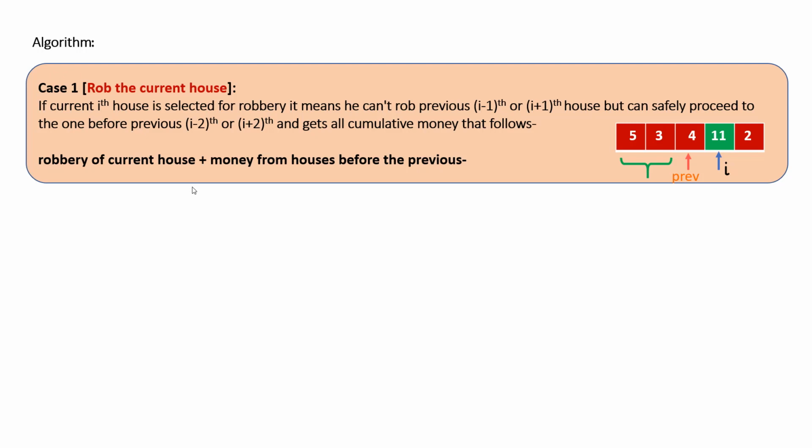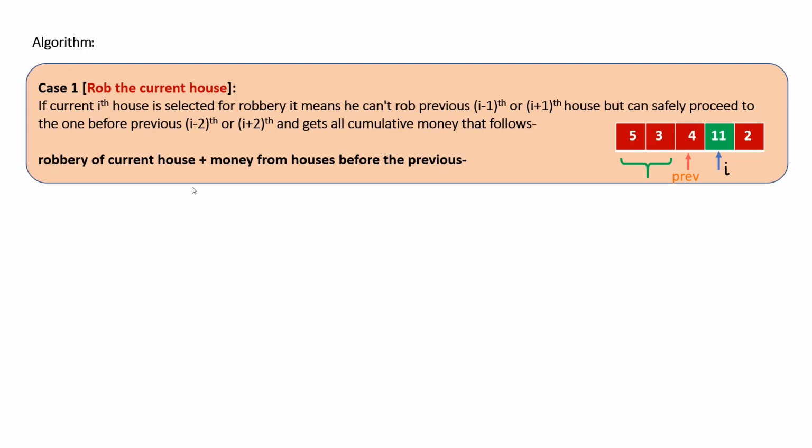So he has to take this decision. If he is choosing to rob the current house, the ith house, he will get the maximum amount of money which is accumulated from the houses before the previous. So this is one case which can happen.